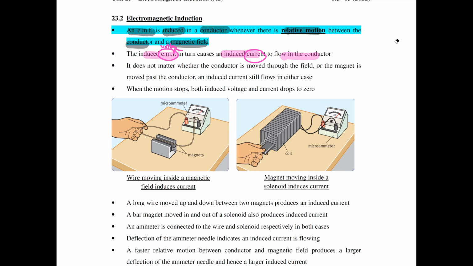Okay. So here, if you wanted to have an induced EMF, induced current, you need to have relative motion between a conductor and a magnetic field. So it does not matter whether the conductor is moved through the field or the magnet is moved past the conductor. An induced current will still flow in either case. When your motion stops, both induced voltage and current will then drop to zero.